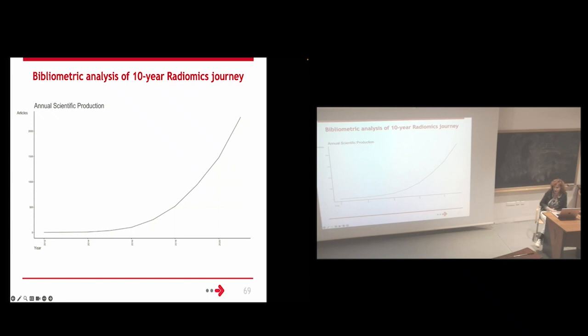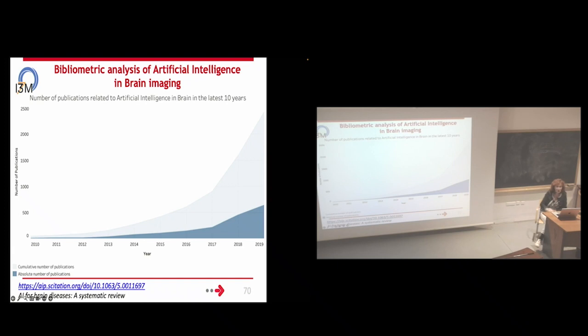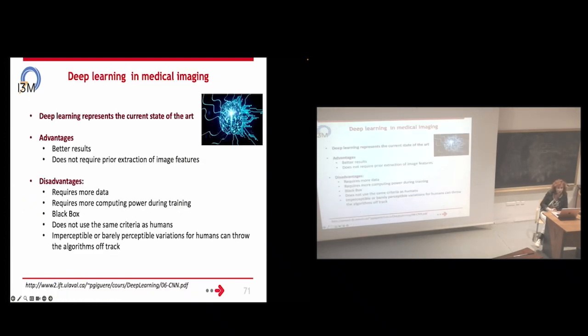Regarding radiomics, radiomics follows the same trend as neural networks, because you can see that during the last 10 years we have an increase in the number of papers speaking about radiomics. And here you have the bibliometric analysis of artificial intelligence as well, with machine learning and deep learning. So, to conclude this part, we can say that deep learning represents the current state of the art for medical imaging, giving better results in the literature.